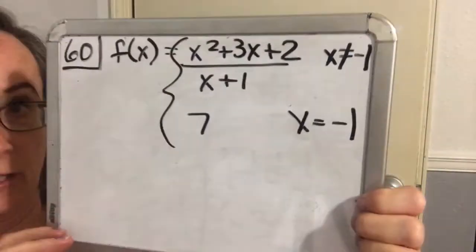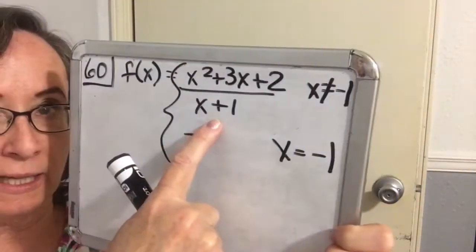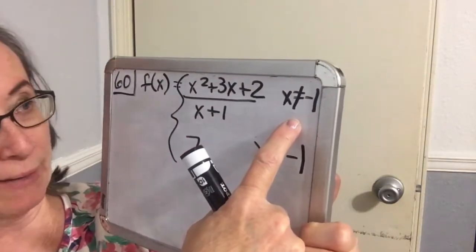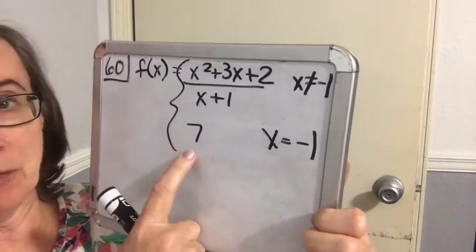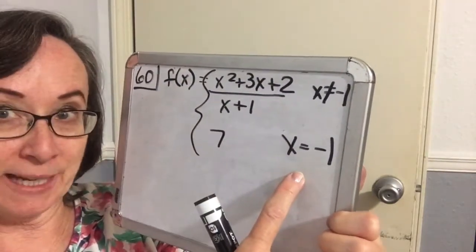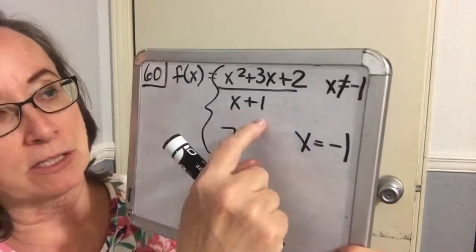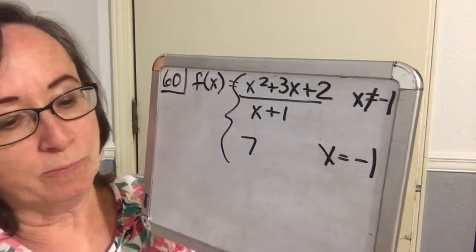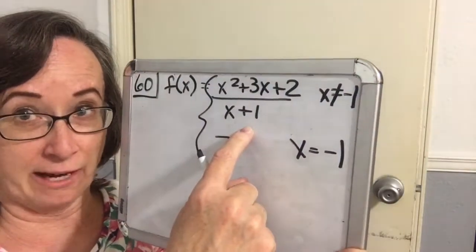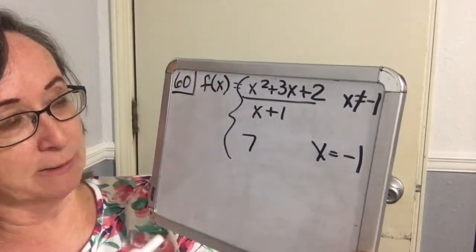Okay, this one is an interesting one because we have a function that exists everywhere except when x is negative 1, and we'll see why that is in just a minute. And then we have a value that is what the function is going to be when x is equal to negative 1. Now, if you look at this function very carefully, you can see that at x equals negative 1, the function is undefined because a 0 will result in the denominator.